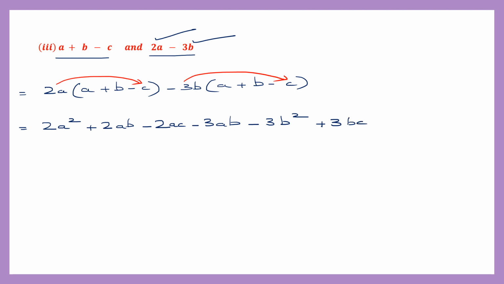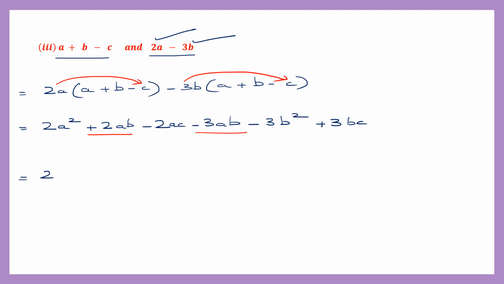So now let's be careful. Let's see if there are any like terms anywhere. So here we have 2a square. We don't have any more a squares. Then we have 2ab, and here we have again 3ab. So these are the like terms. Let's just underline the like terms. And then here we have minus 2ac, but here it is bc. So let's write down our answer now.